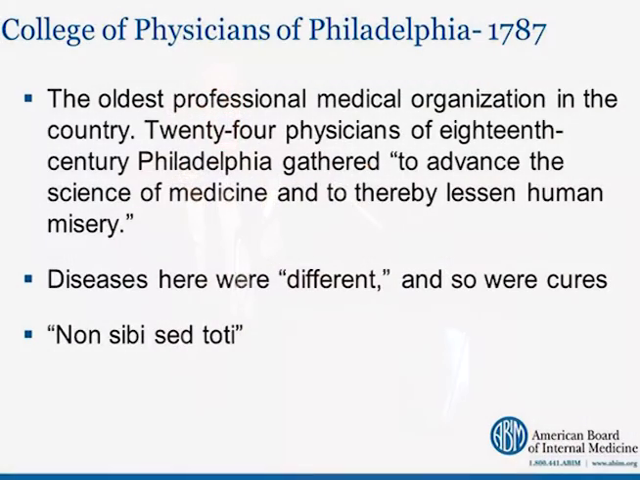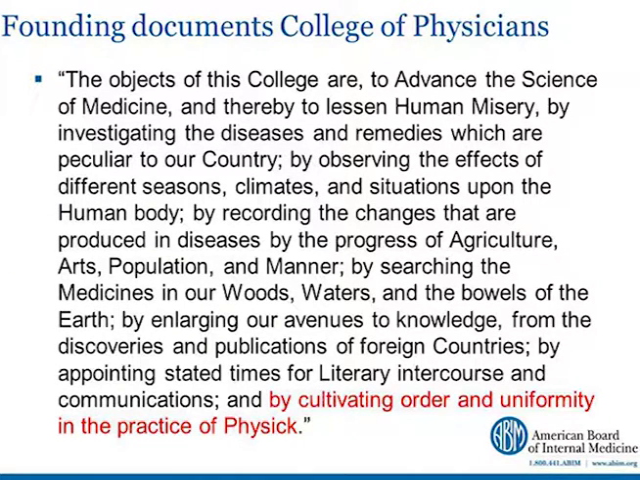College of Physicians here in Philadelphia, 1787, the oldest continuous medical organization. I think they aspired to actually set a national standard for physician practice. We didn't go that way in this country. We wound up doing it at the state basis. But the founding documents from the College of Physicians, which are really interesting and talk about how we have different diseases here, so we need different cures. But that last line, cultivating order and uniformity in the practice of physic. So there is a very close relationship between professional societies and the desire to be setting standards for practice within care.